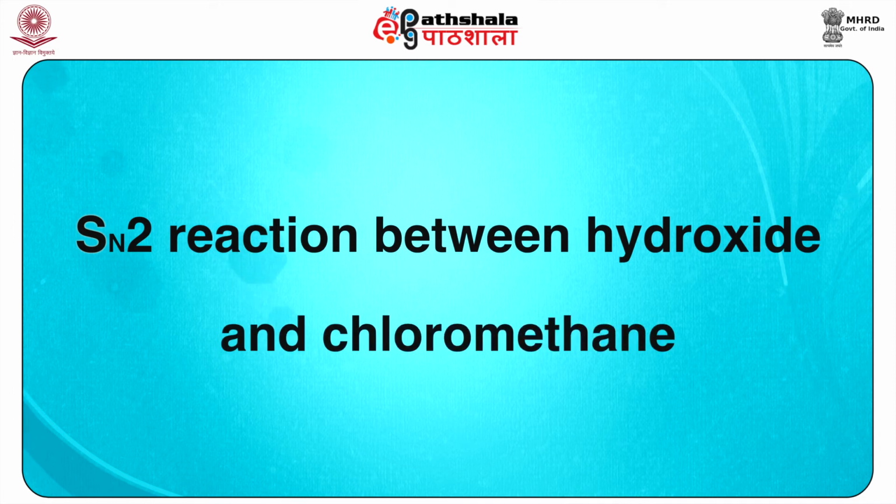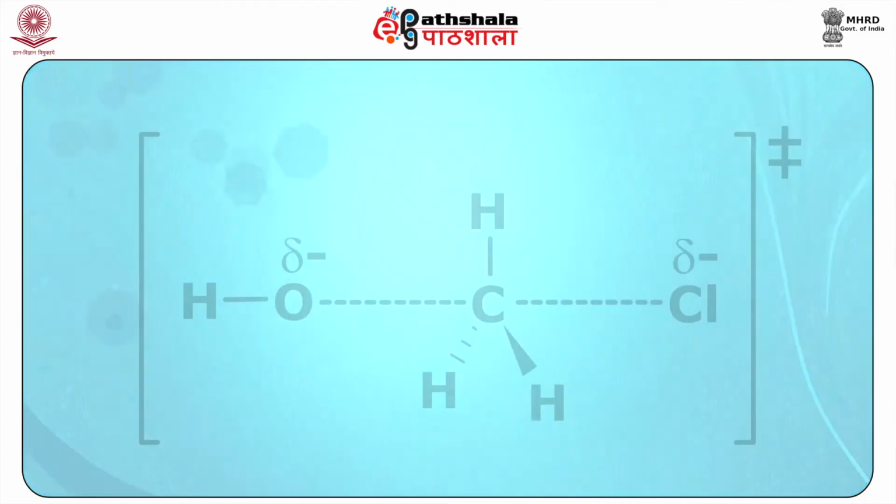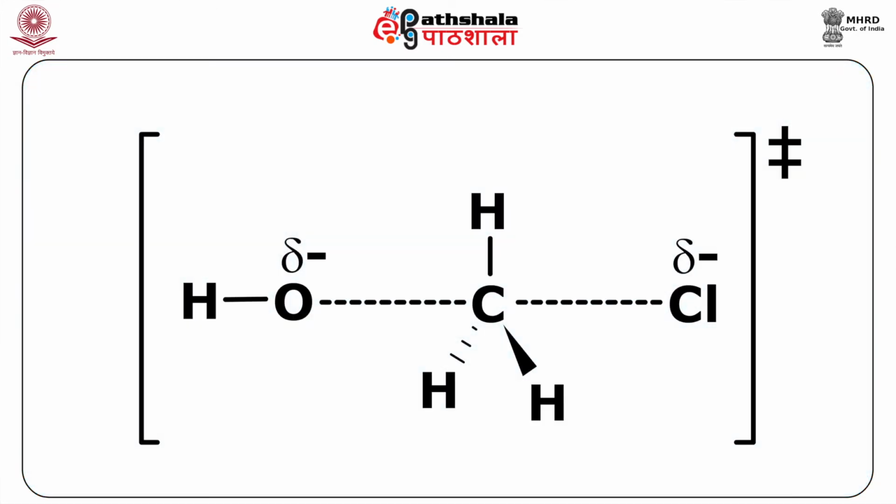Now, let us come to the next example, the SN2 reaction between hydroxide and chloromethane. The SN2 reaction involves a collision between two molecules and the reaction proceeds via a transition state as shown. Now, this is another type of transition state, in the SN2.